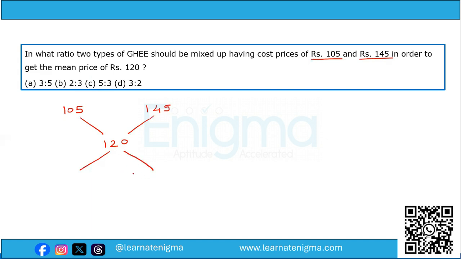This method is known as alligation. So 145 minus 120, that is 25, and 120 minus 105, that is 50. Now, this is the ratio in which we have to mix the two types of ghee. We can reduce this to 5 is to 3. So that will be our answer, option C.